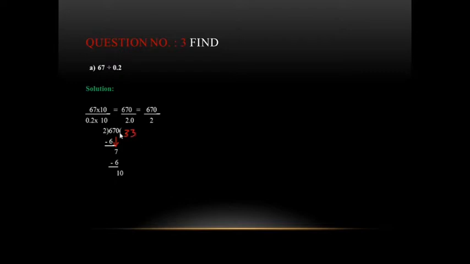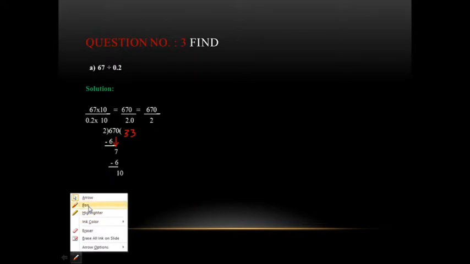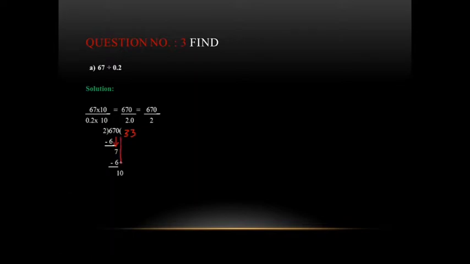Now what is left after 7? One digit is left, that is 0. So we will bring that 0 down. So it will become 10. Then 2 into 5 will be 10. Then 10 minus 10 will be 0. So we got here remainder as 0. Then our answer is 335. Therefore 67 divided by 0.2 is equal to 335.